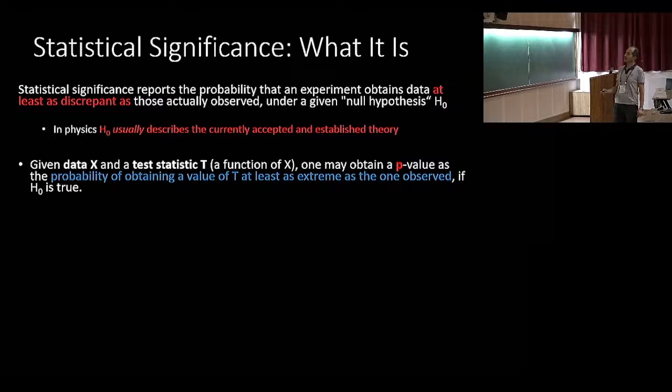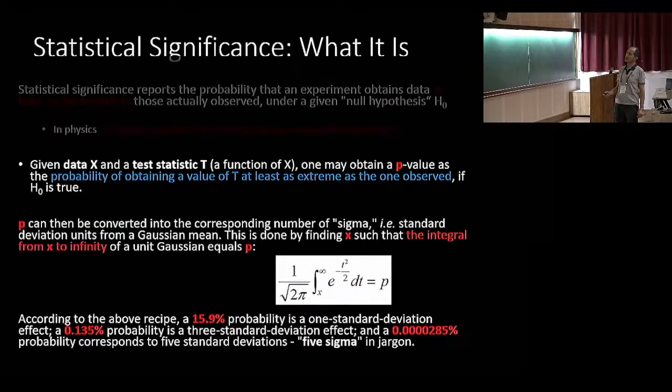So you can obtain a p-value as the probability that you obtain a value of the test statistic at least as extreme. This p-value is a tail probability. You integrate the distribution of the test statistic from the point obtained to infinity, in the region of interest. So for excesses of events, you integrate until infinity. But in a situation where you are testing for small values of something, you integrate to minus infinity, or to zero if the quantity is positive definite. This is how you do it.